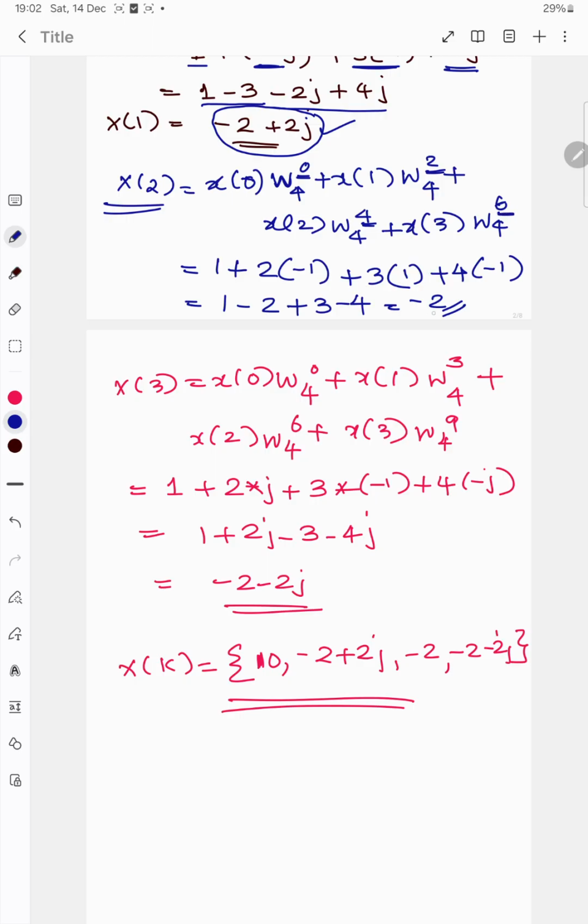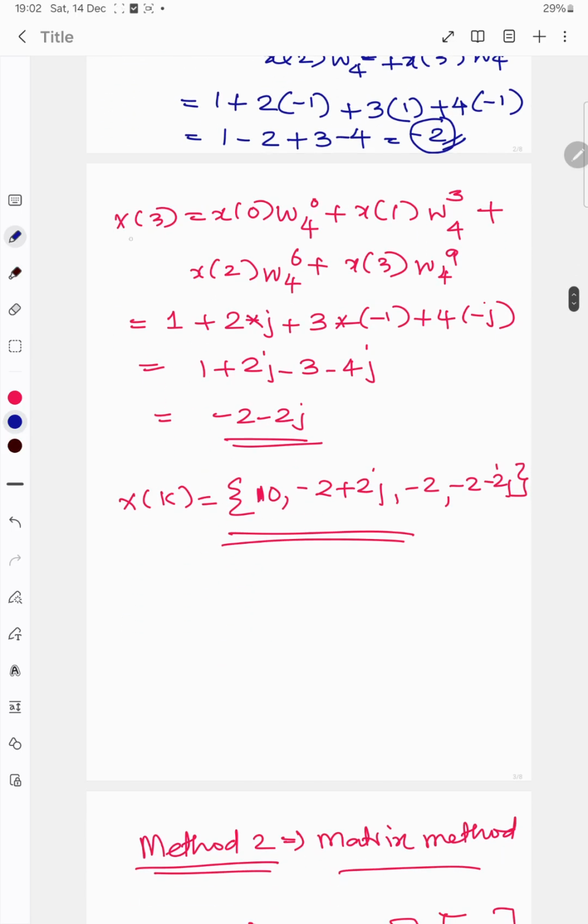So if you substitute the same value here, we will get the answer -2 in this case. In the same manner, we can calculate the X of 3. To find out the X of 3, we are substituting k is equal to 3.